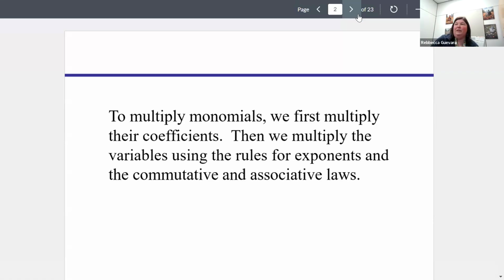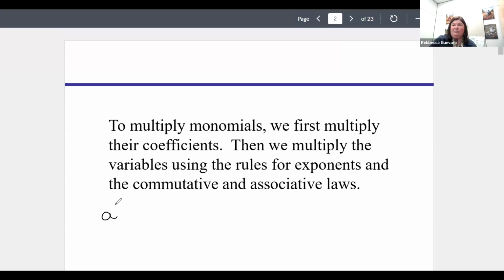To multiply monomials, we first multiply their coefficients, then we multiply their variables using the rules of exponents and the commutative and associative laws. So basically, this is going back to the rules of exponents we had done there. Most of what we're using is this one here: they have the same base but different powers, so I can add those powers.